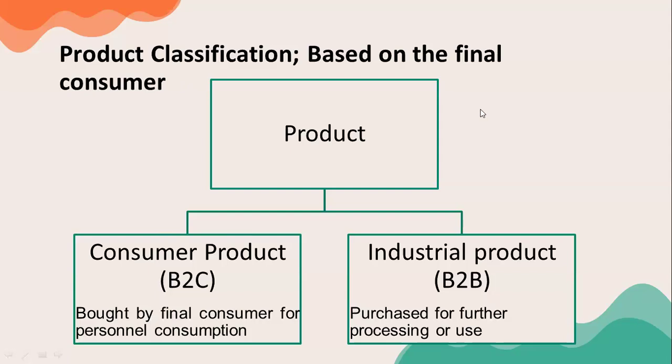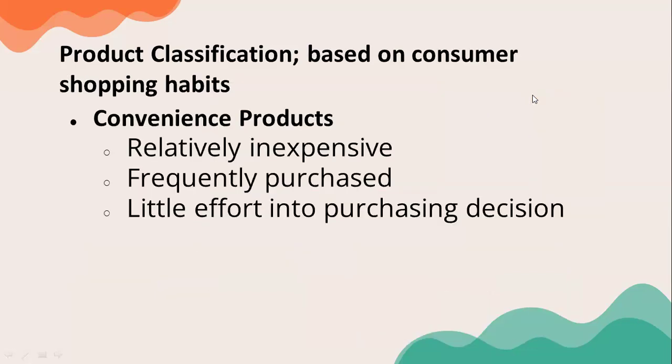One is based on the tangibility of the product. The next one is based on the final consumer. Then we are classifying the products based on the consumer's shopping habit. How do they shop for it? How do they purchase? Do they purchase frequently, or once in a while? Do they search for a lot of information when they purchase, or do they just go and purchase? Based on that we classify products. So that's the classification based on the consumer shopping habits.